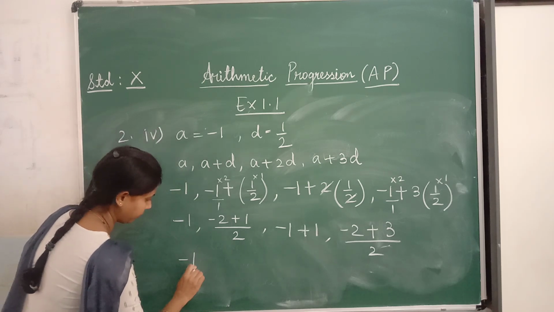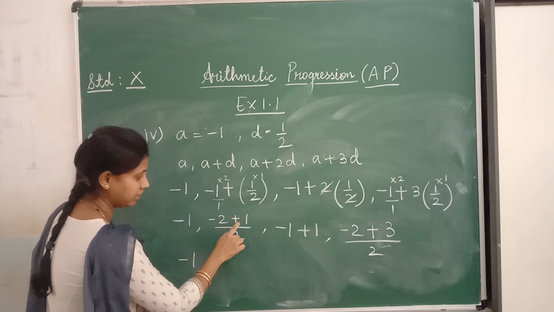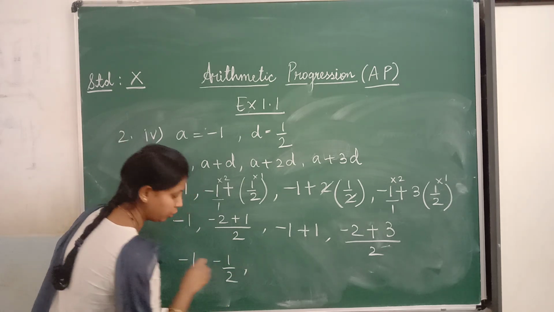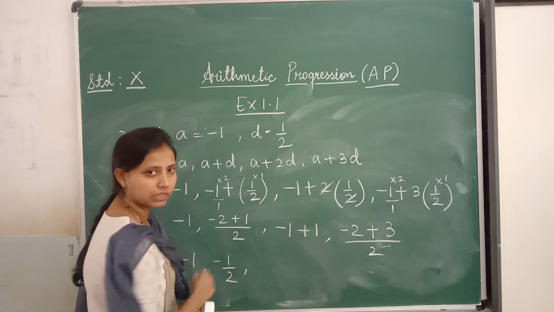Simplify now. Minus 1 as it is. Minus 2 plus 1 is minus 1 by 2. Minus 1 plus 1.